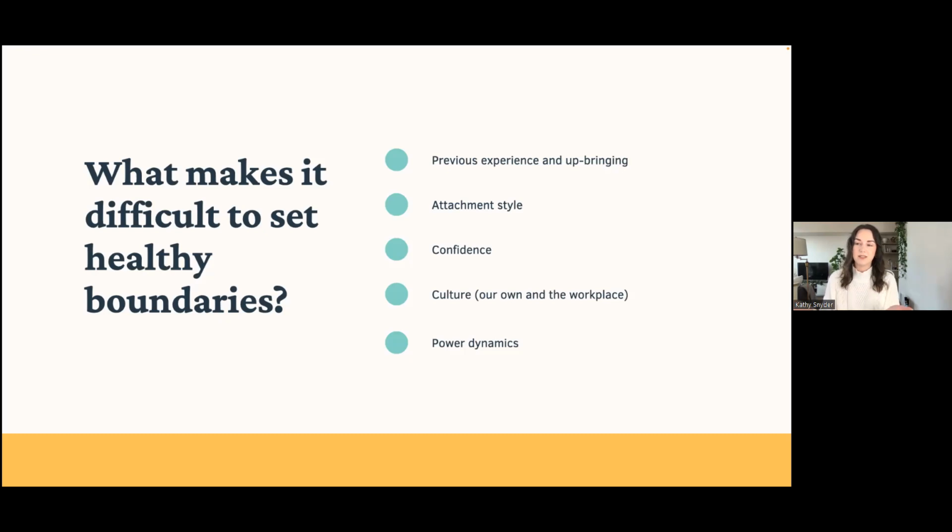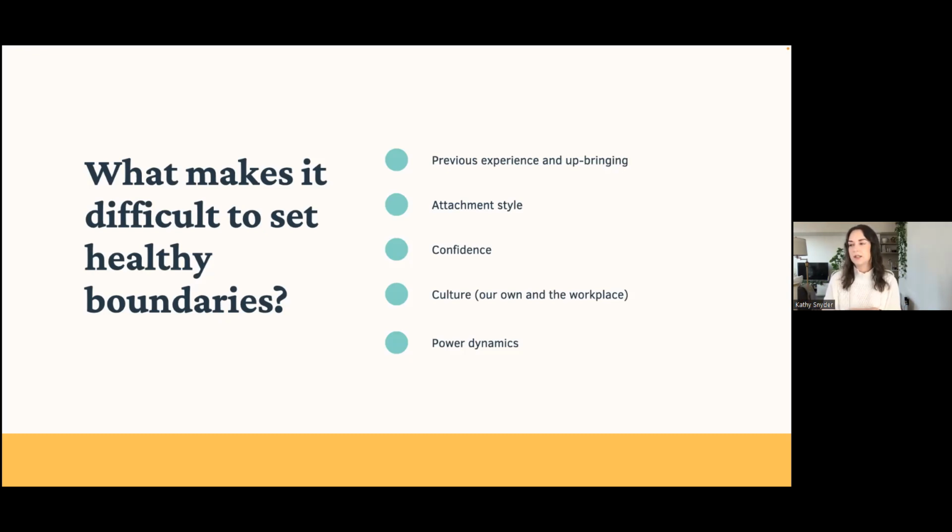Confidence. Have we done this before? Do we know how to set boundaries? Is this something we feel comfortable doing? And if it's not, that could certainly make it difficult. Culture. So really, again, bringing in our own culture, what was it like growing up, but also the workplace culture. Do you see other people setting boundaries or would it just be you? And does that feel appropriate or not?